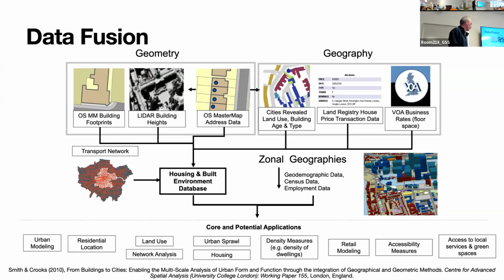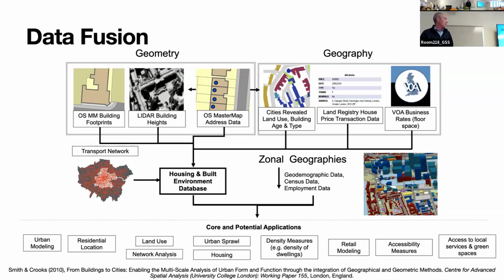So for example, where do people live, residential location type of thing. What's the land use in an area? How are places connected? But we need data to answer these types of questions or urban analytical types of approaches. And we built this database. It took us a long time to build it to answer some types of questions.